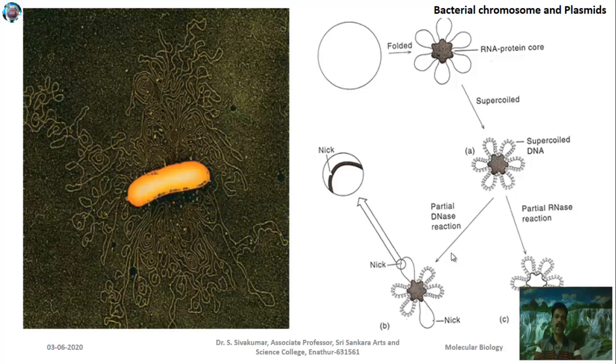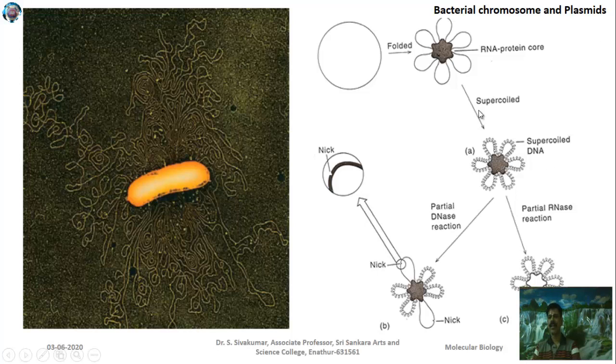So we already saw that the prokaryotic genome is going to be circular in shape. You can see this circular genome is attached to the RNA protein core. In the center you will see an RNA protein core, and this electron microscope image also shows the genetic material attached to this particular RNA protein core. Then the DNA molecules attached with this RNA protein core are further supercoiled.